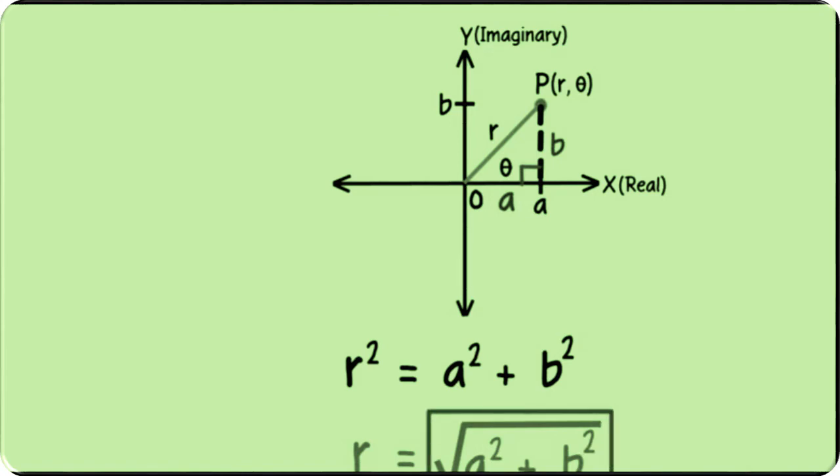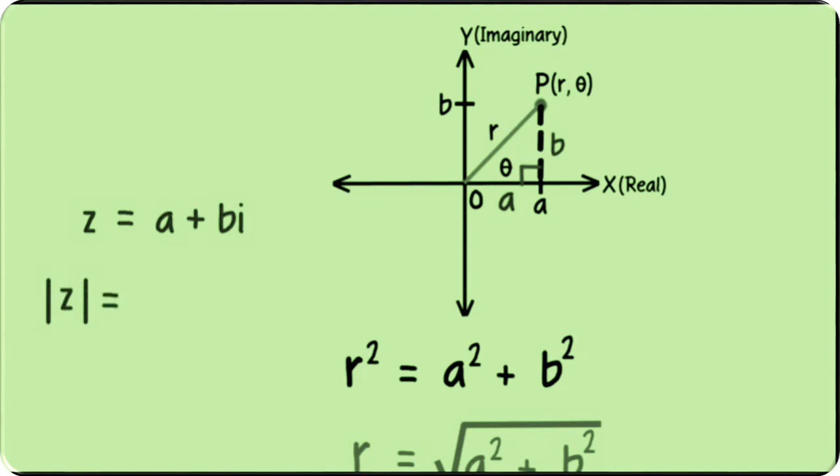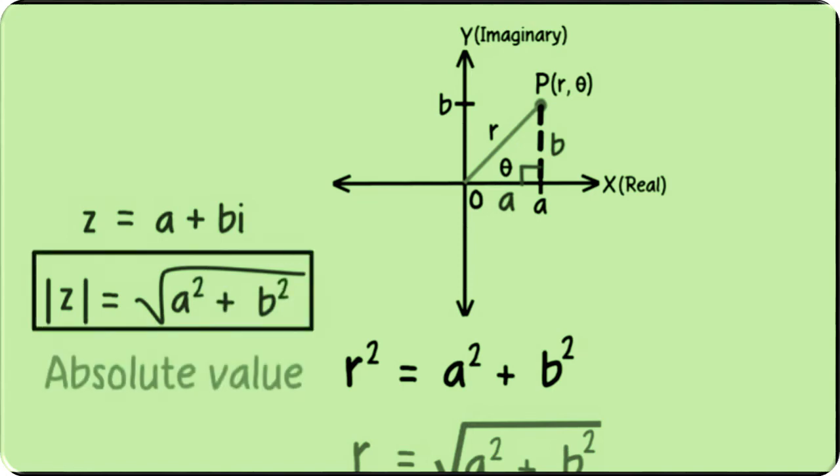This is nothing but the modulus of the complex number. We had covered this in one of our videos on complex numbers. Z is equal to A plus Bi. Then the modulus of this complex number Z is the square root of A square plus B square. It is also known as the absolute value of the complex number.